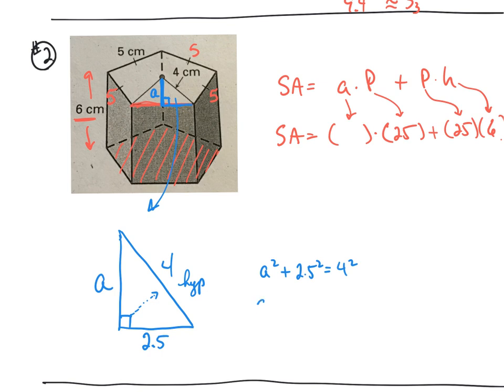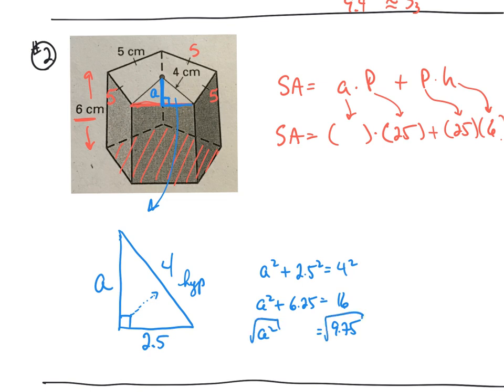And we just need our calculators to do the math. 2.5 squared is 6.25. 4 squared is 16. We move positive 6.25 to the other side by subtraction. I think I get 9.75 if I did that okay in my head.